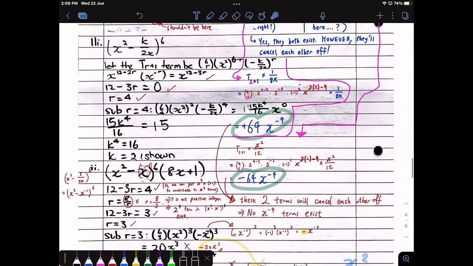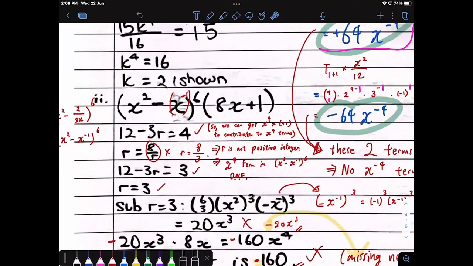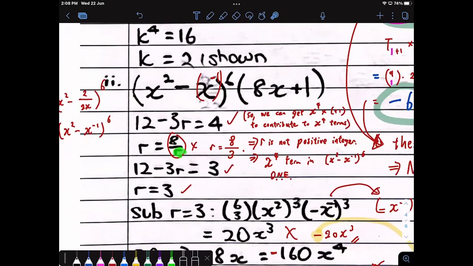Okay, then what happened over here? I think it's a typo, just a careless mistake. Should be a over 3, right? Not a over r. Oh, yeah. But anyways, a over 3 is a fraction, which is not a positive integer, and therefore you cannot have x power 4 term.